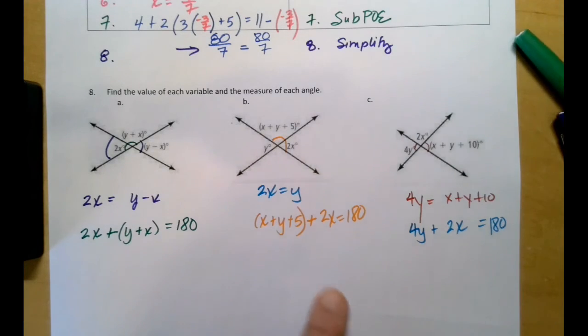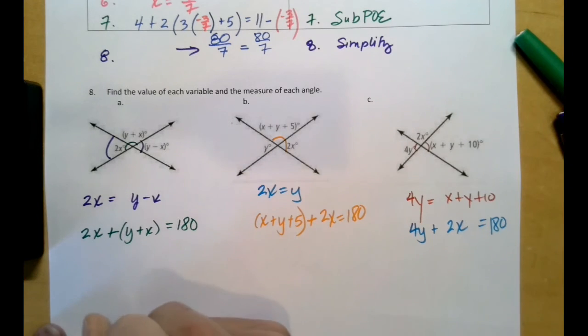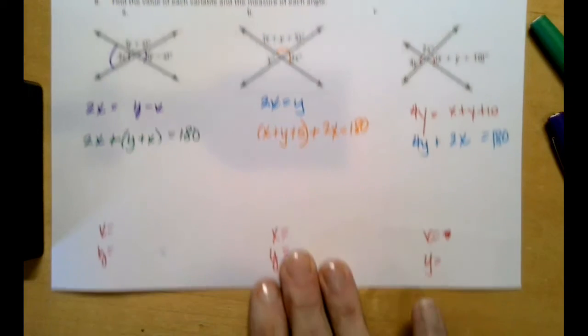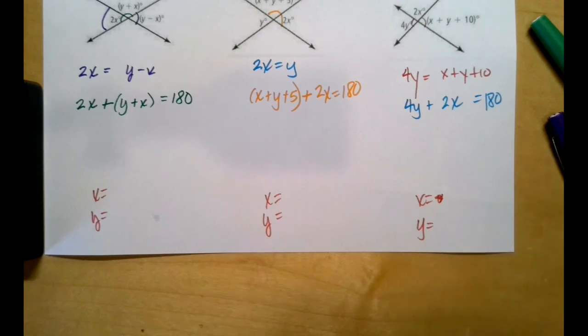This is not done. You need to come up with an x value and a y value for each of these. And I'm going to ask that you make sure that you take care of that. Make sure you have the x and y values that each one of these is equal to.